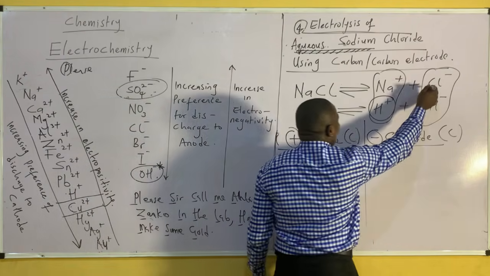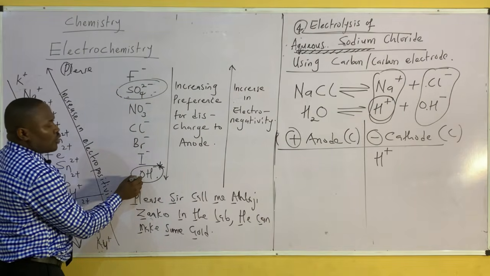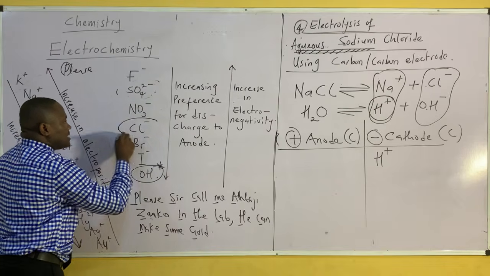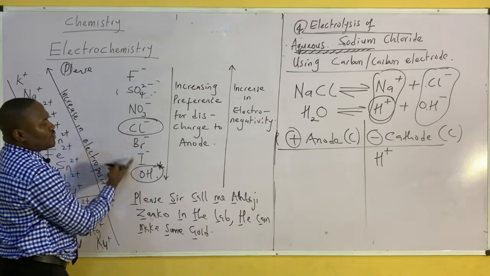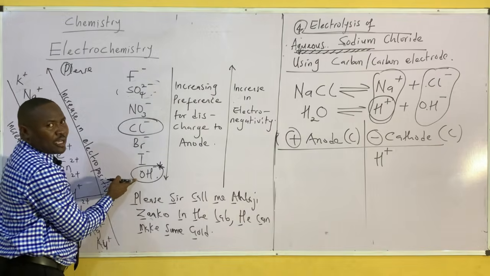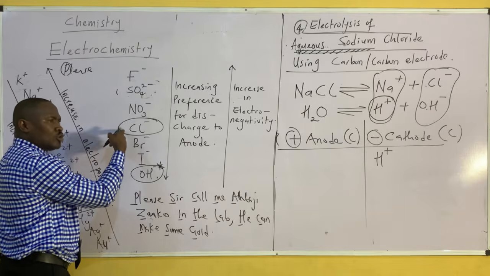Now of these two, which of them will go? Now come back to this place. I have OH minus and I have Cl minus. Which of these two is position favoring? OH minus, because ions below are preferentially discharged over those above.